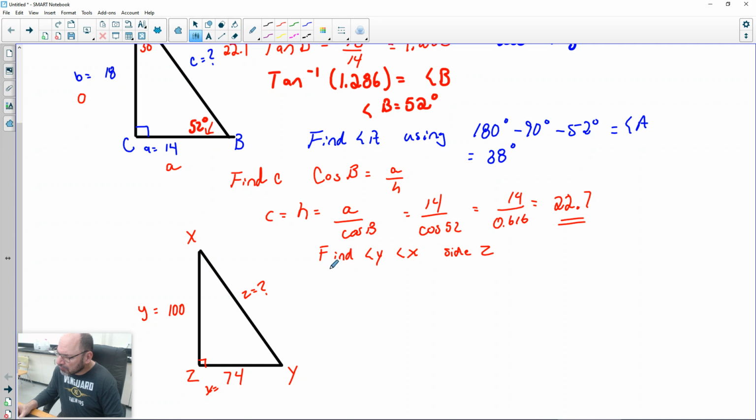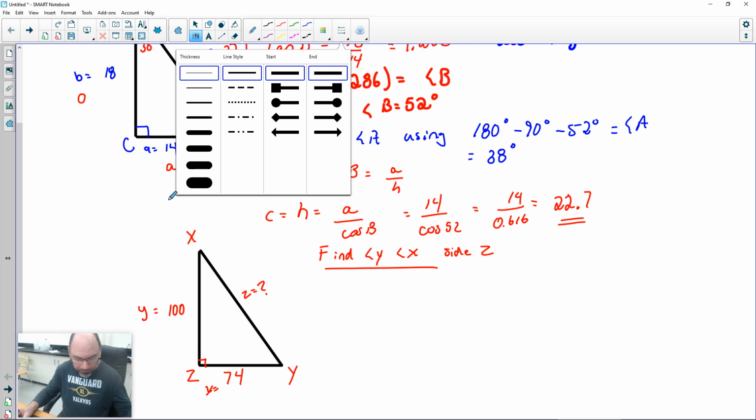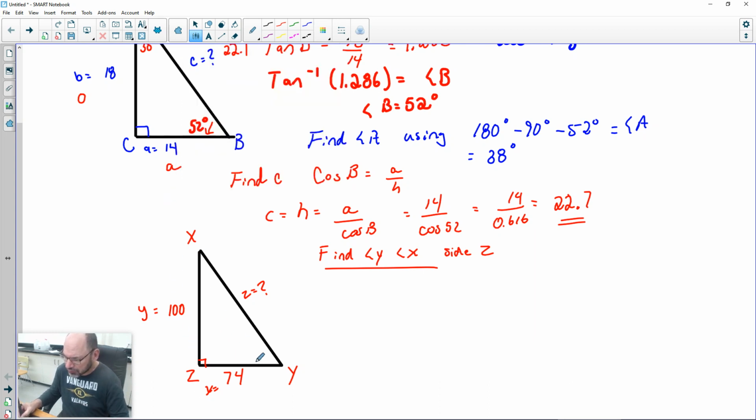Okay, so again, we start with the same idea from the first one. We have to look at which angle we want, X or Y. If we choose Y again, this is again going to be opposite and adjacent. So we can just start off with our tan. Tan Y equals opposite over adjacent, 100 divided by 74. Okay, so do our dividing again. 1.351.